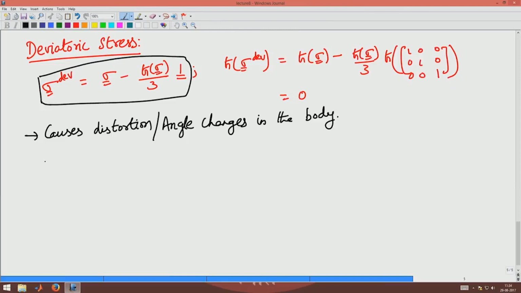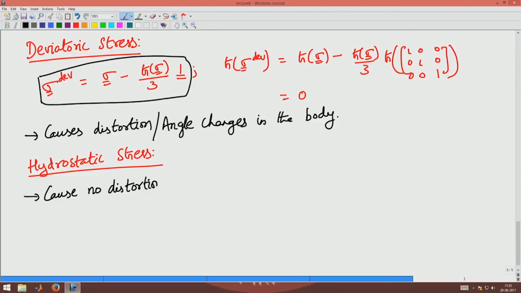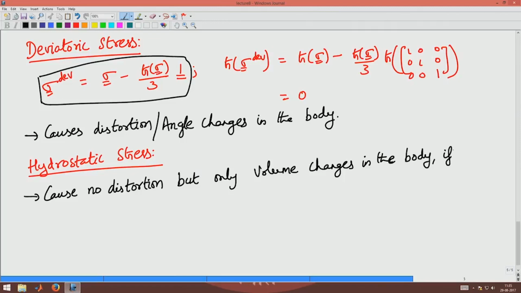Okay. In contrast to this, you have hydrostatic stress, which will cause no distortion, but only volume changes in the body, if volume change is possible.